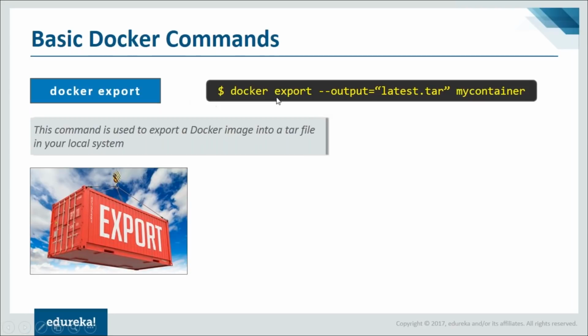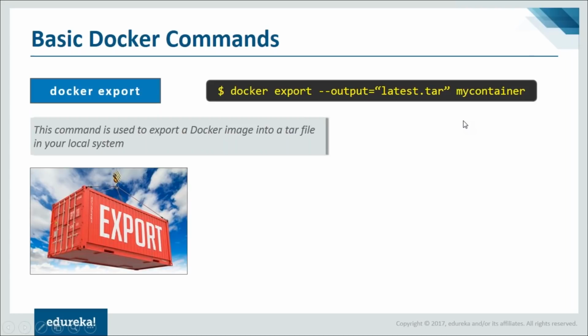Okay, so it says Docker export, right? So this is the syntax for that. You say docker export, you use the output flag with 2 hyphens. You can specify the name of the tar file that you want to store it with, and then you have to specify your image name over here. The image name over here is my container, so you'll have to specify your image name.